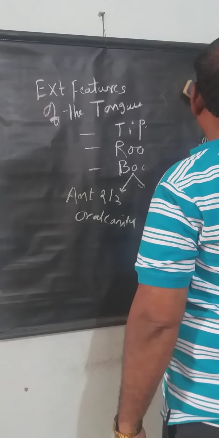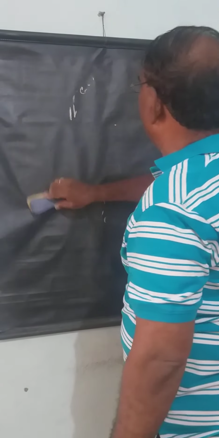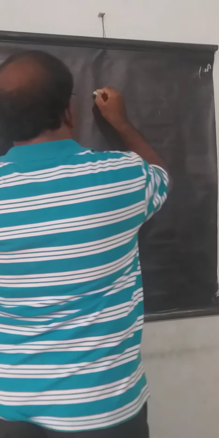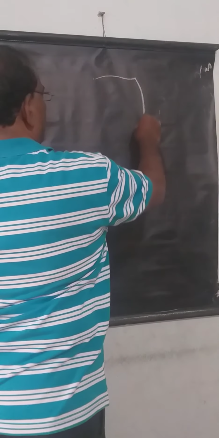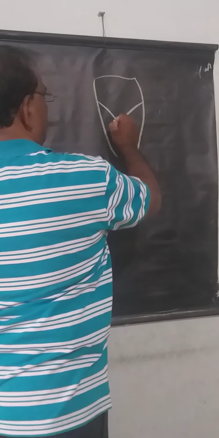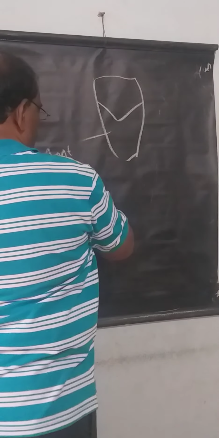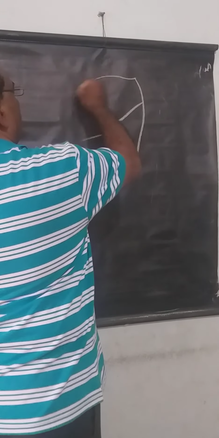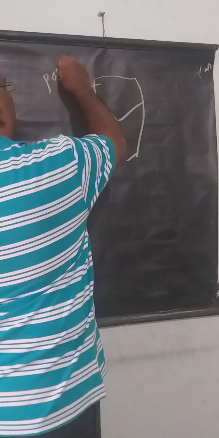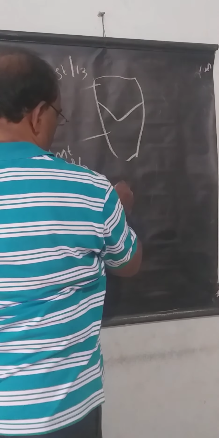Now we will see the diagrammatic expression. I will show it by the diagram; it will be easy to understand. Now I have given you the demarcation and the gross part. Once again, it is the tongue, demarcated by the sulcus terminalis. Anterior 2/3, it is a gross idea I have given you. Posterior 1/3.